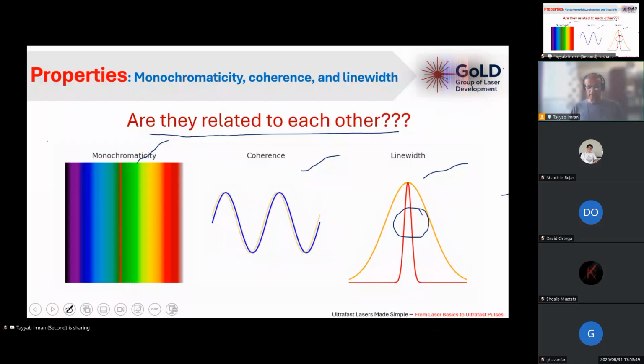So what I was saying, if the light is monochromatic, the spectrum has to be very narrow. If the light is not monochromatic, the spectrum will not be narrow. After that, coherency. Sometimes even if the light is monochromatic, it's not coherent, but it affects the spectrum as well. The spectrum gets broader in any case. So coherence, monochromaticity, and the line width are interlinked with each other.